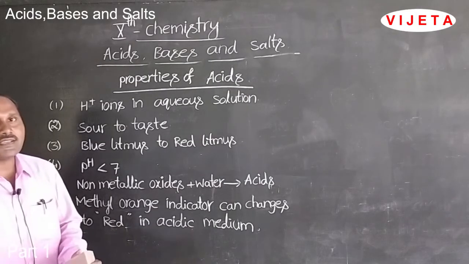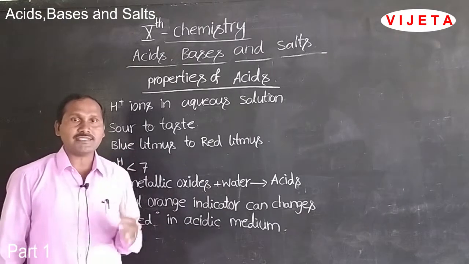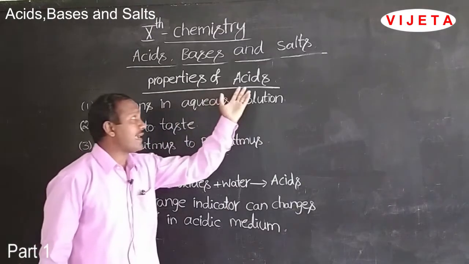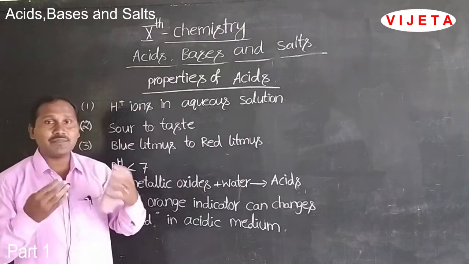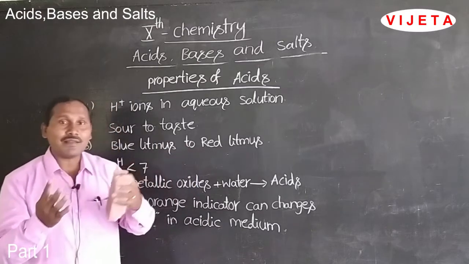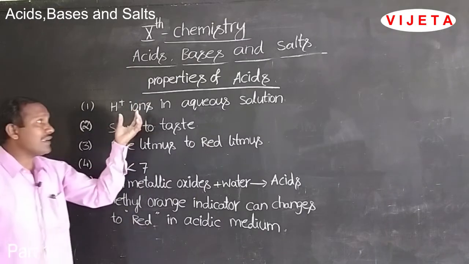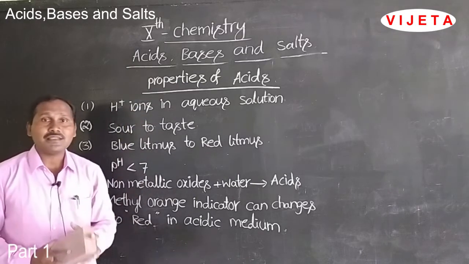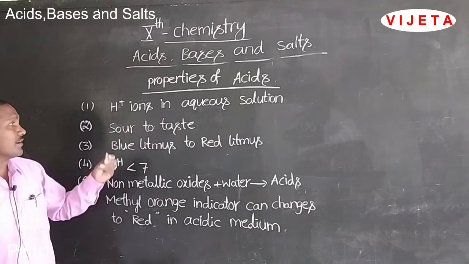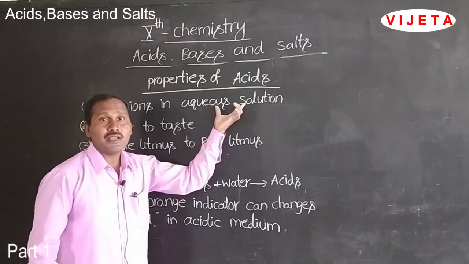So we have covered acids, bases, strong acid, weak acid, strong base, and weak base. Next, properties of acids. Properties of acids means how you can identify whether it is an acid or a base. First, you already know that an acid is a substance which produces H plus ions in aqueous solution.